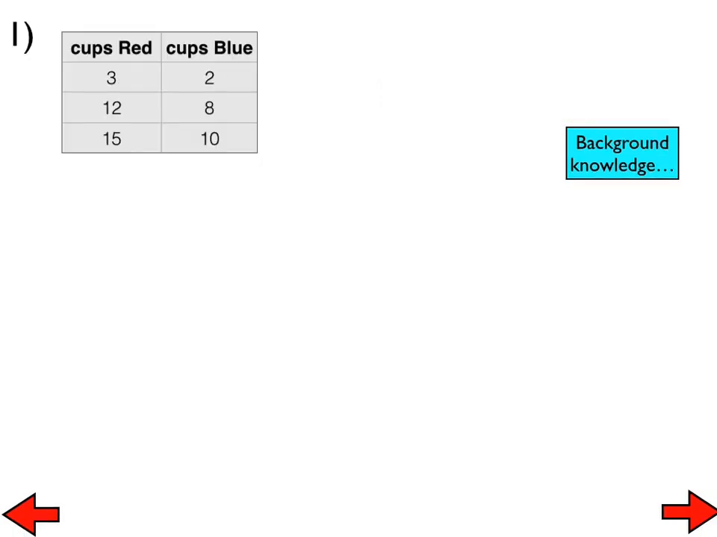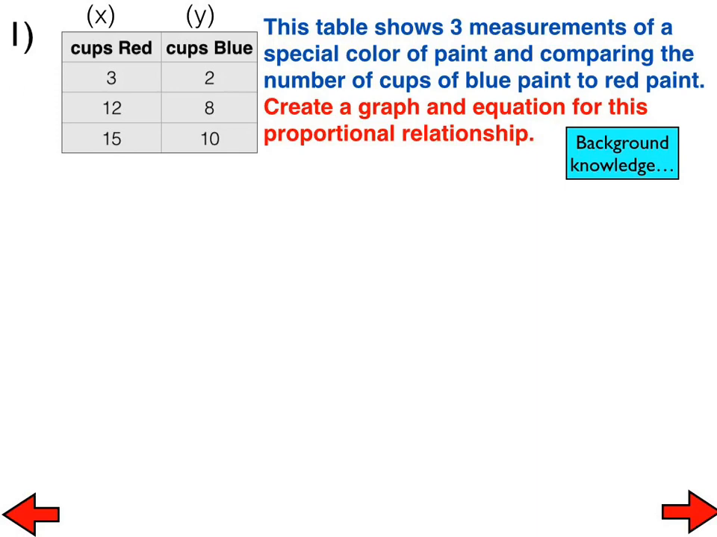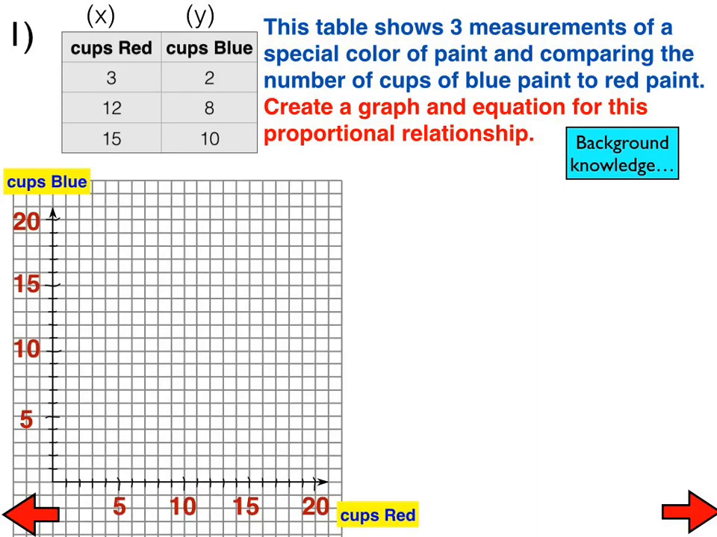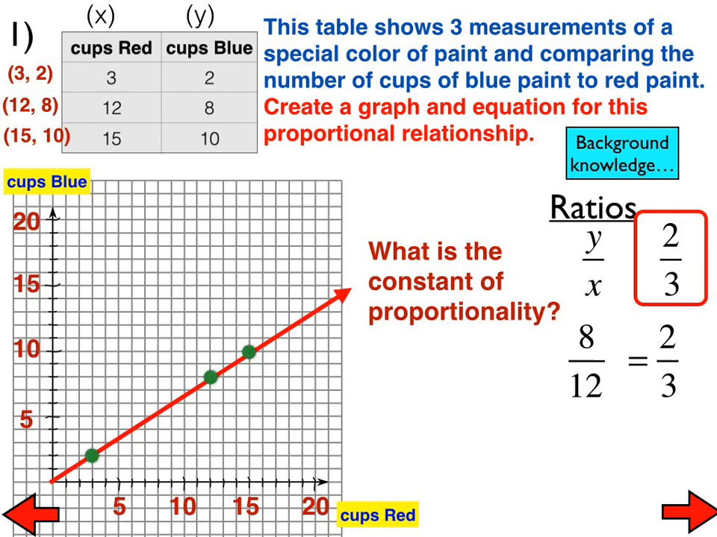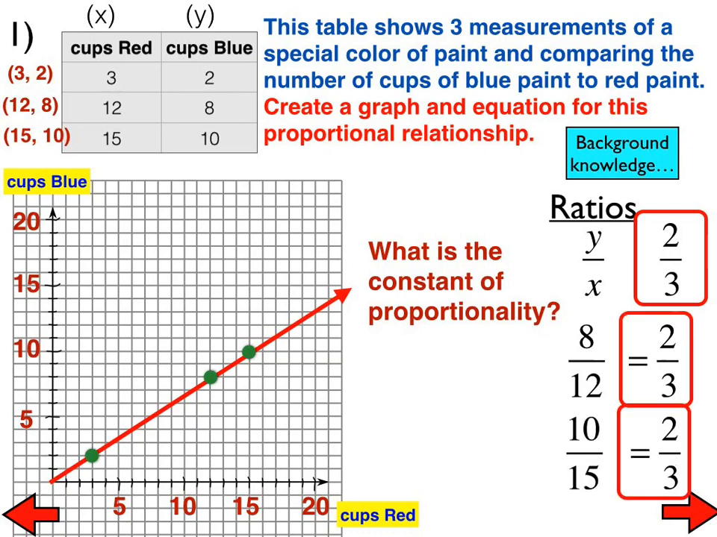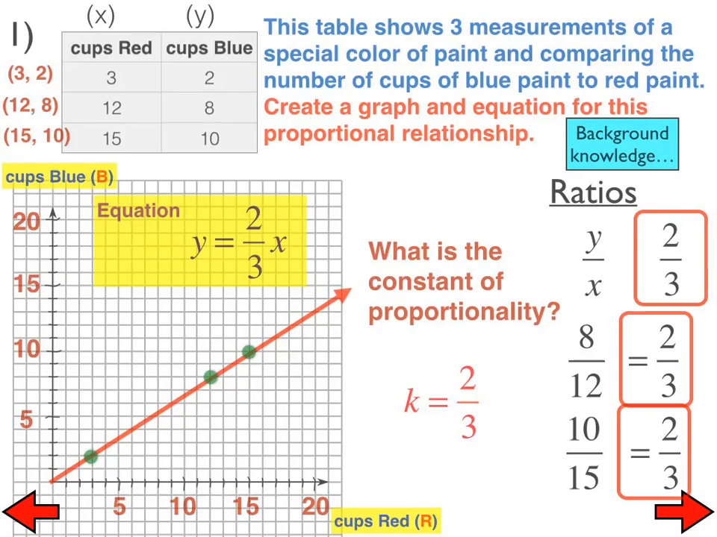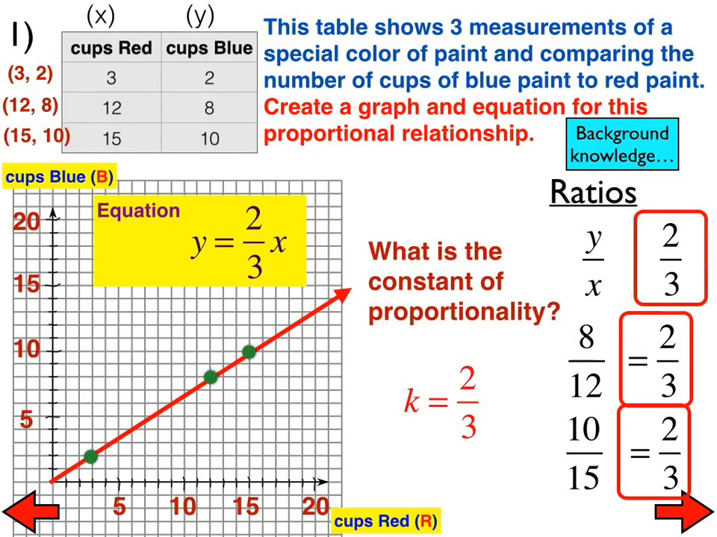Here's another problem where we're comparing cups of blue paint to cups of red paint. We could create a graph for that if we wanted to help find the equation. But we also could just check by finding the ratios of y over x, which happen to be 2/3 for all 3 of them. Since that is the constant of proportionality, and we know that this is a proportional relationship because it's linear and goes through the origin, that would make my equation y equals 2/3 x, and there it is, y equals 2/3 x.